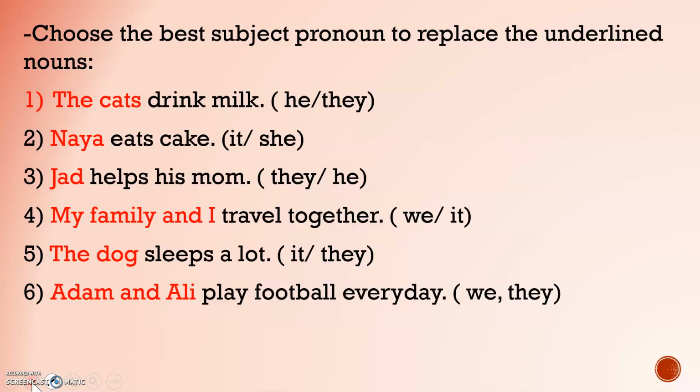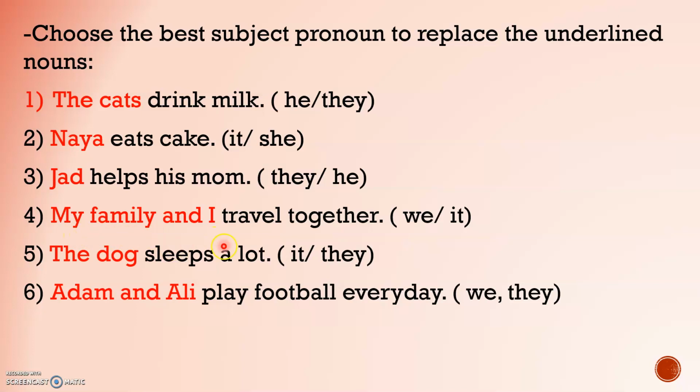The question says you need to choose the best subject pronoun to replace the underlined nouns. For example, number 2, Naya eats cake. If I ask you who eats cake, Naya. So Naya is the subject of the sentence. Now we can use a subject pronoun instead of Naya, the name of the girl. So what we are going to use, it or she? For sure, we're going to use she. She eats cake. Jad helps his mom. If I ask you who helps his mom, Jad, right? So Jad is the subject. Jad is a boy, so we're going to use the subject pronoun, which is he.